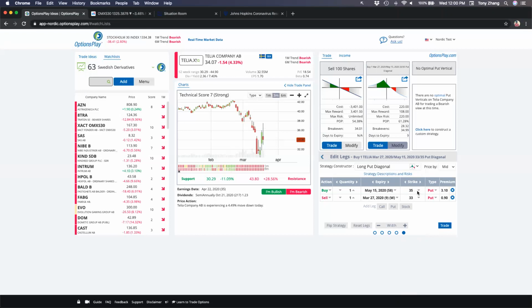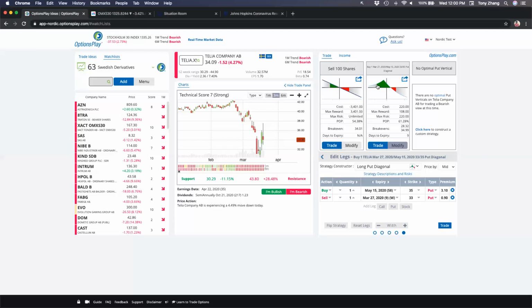So my total on this particular trade is only 220 crowns. My new break-even price here is 34.99. So I'm able to really reduce the cost of this trade substantially by trading this type of what we call a diagonal.